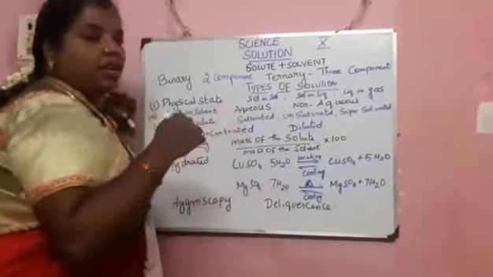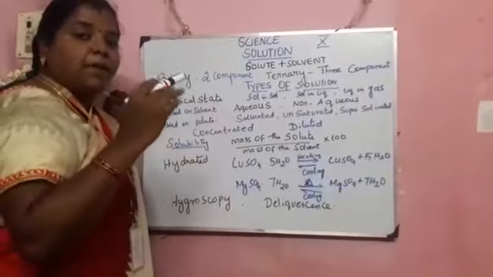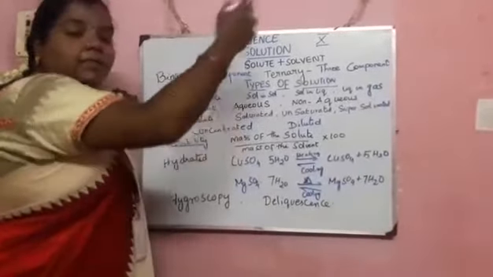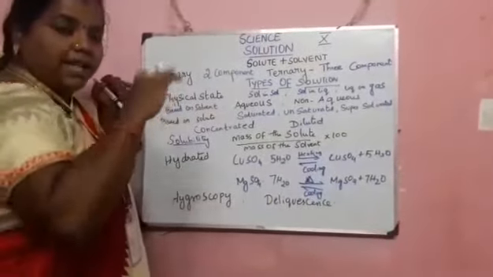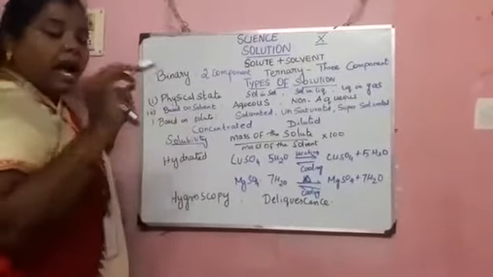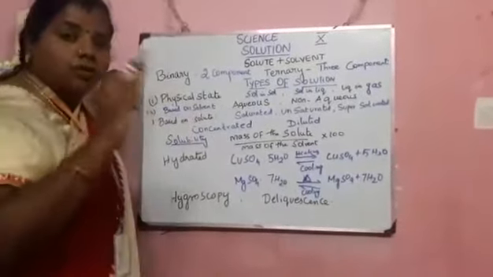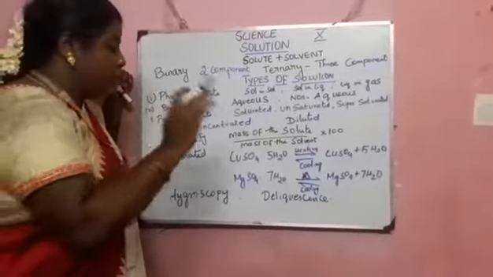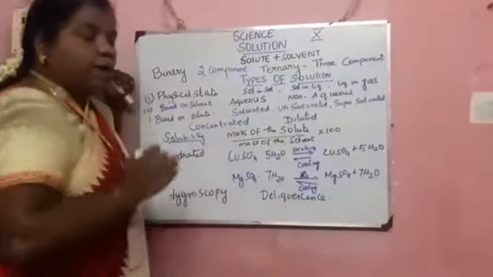Supersaturated means that if you increase the temperature, the saturated solution becomes unsaturated, and more solute will dissolve in it. This is based on the solute. At the same time, again based on the solute, solutions are classified into concentrated and dilute ones.